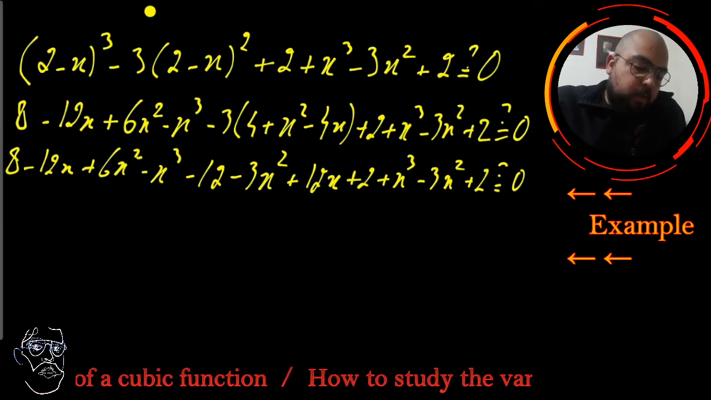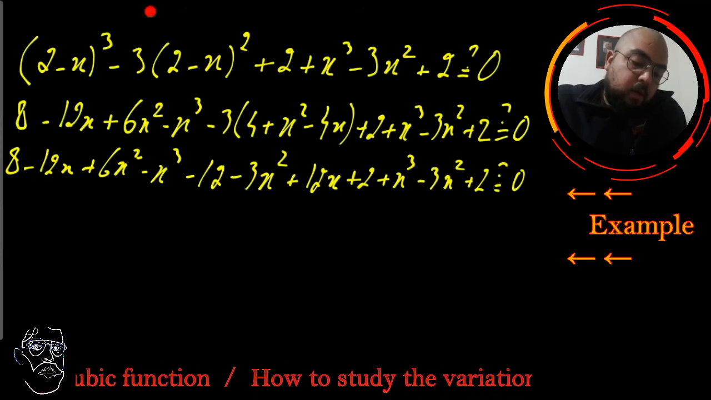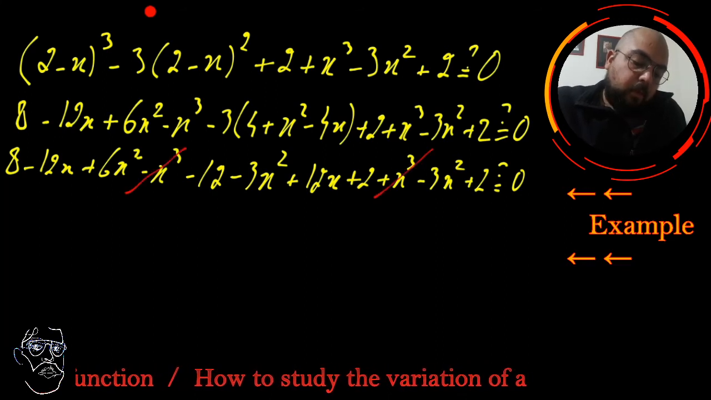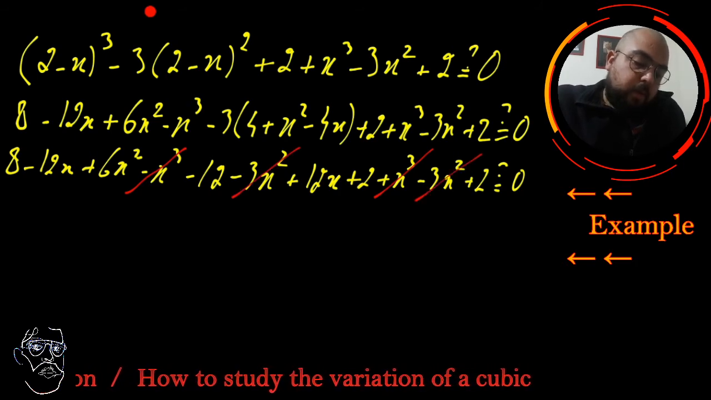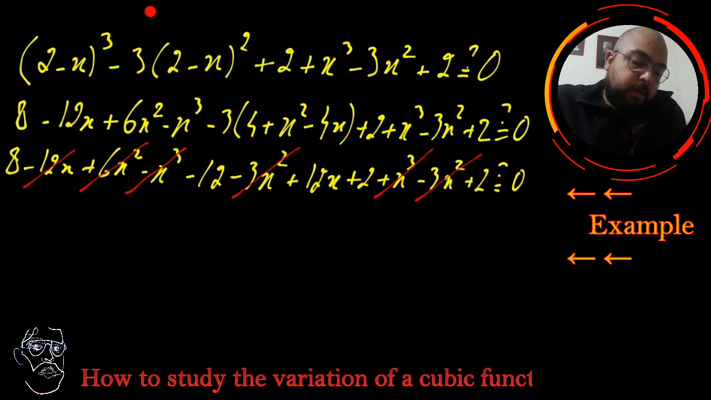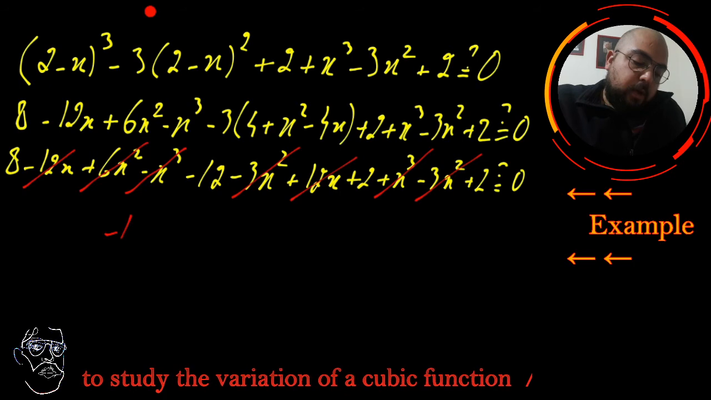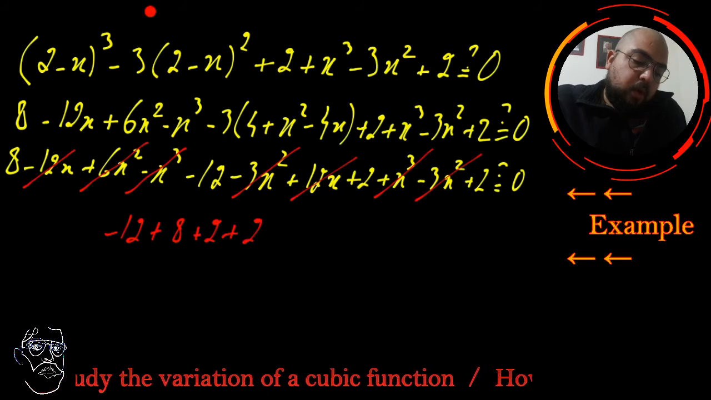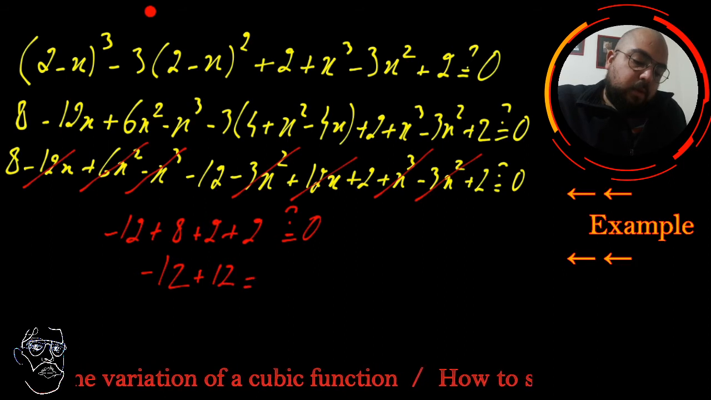So let's start by checking the similar terms. Minus x³ plus x³. Minus 3x² minus 3x², it's minus 6x² plus 6x². I can also simplify, reduce them. Minus 12x plus 12x, and then whatever remains is minus 12 plus 8 plus 2 plus 2. Again, is it equal to 0? Yes. 12 minus 12 plus 12 is totally 0.